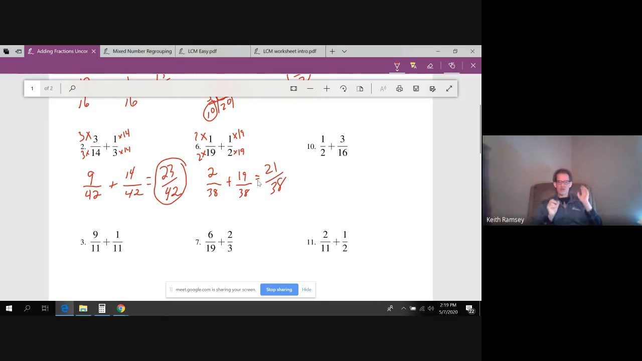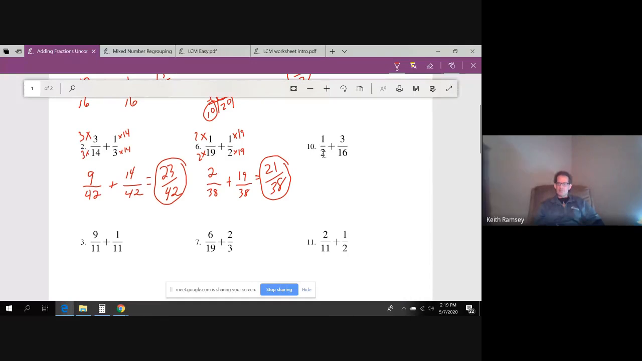And 21 is not prime. The factors of 21 are 21, 1, 3, and 7. But 3 is not a factor of 38. 7 is not a factor of 38. The only common factor between these two is 1. So that's when you know it's reduced. It's simplified, or it's in lowest terms.